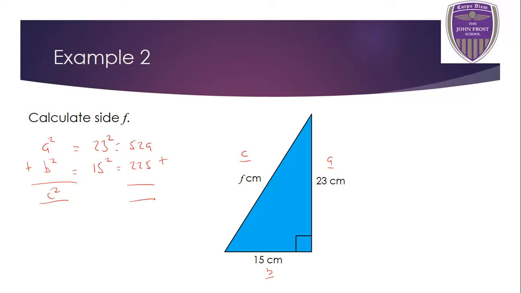If you add those together, you can use a calculator for this if you want. I'll just double check to be on the safe side. You get 754. And then if you just do the root of 754 on the calculator, see what you get. You get 27.46 to 2 dp. I've rounded it to 2 decimal places.